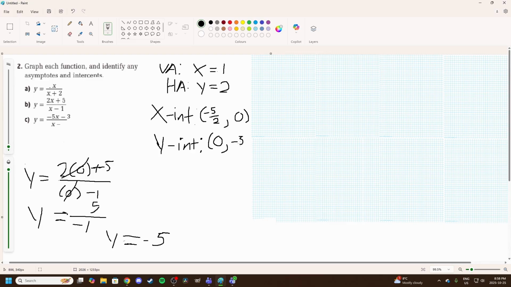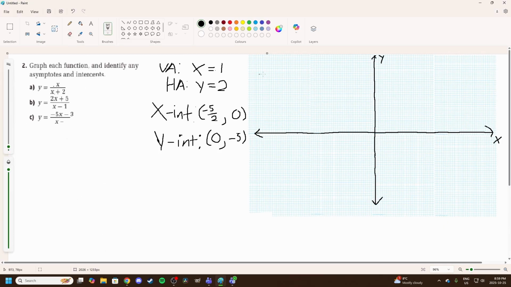0, negative 5. Awesome. So now we have everything to graph our function. Yeah. Vertical asymptote. That's when x is equal to 1.